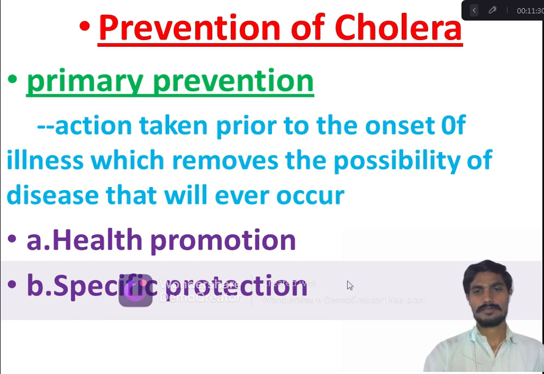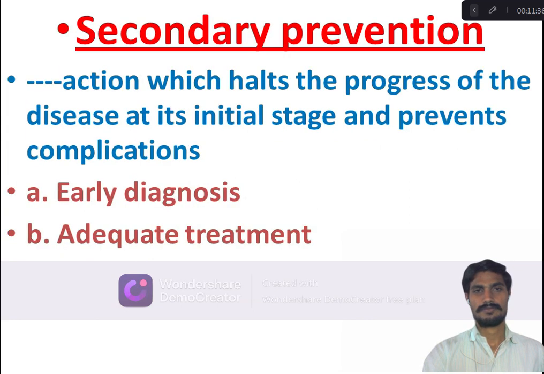Next, you can see secondary prevention. Secondary prevention means the action which halts the progress of the disease at its initial stage and prevents complications. Action which halts means stop the progress of the disease at its initial stage.